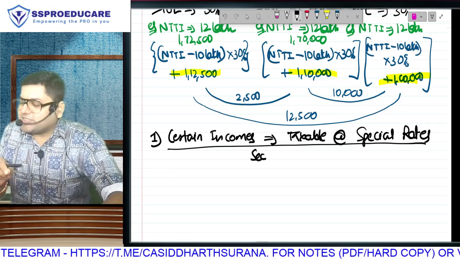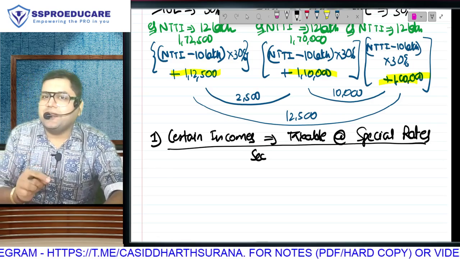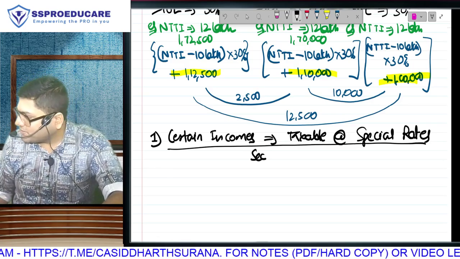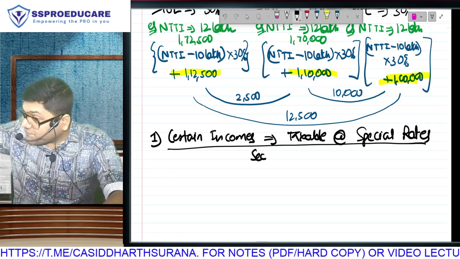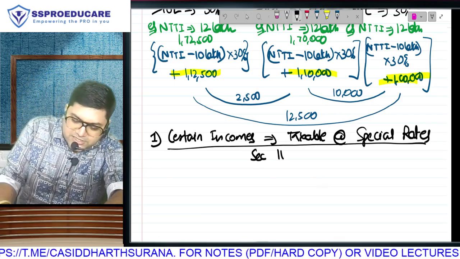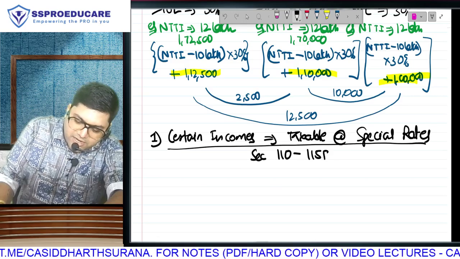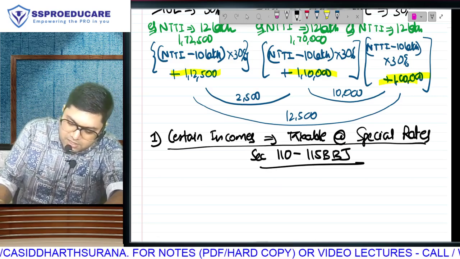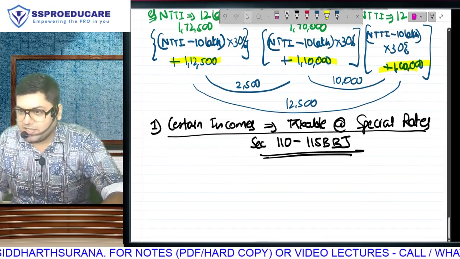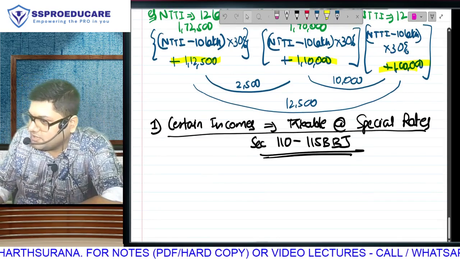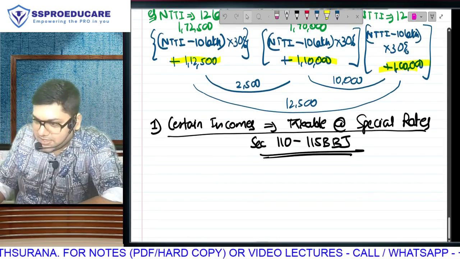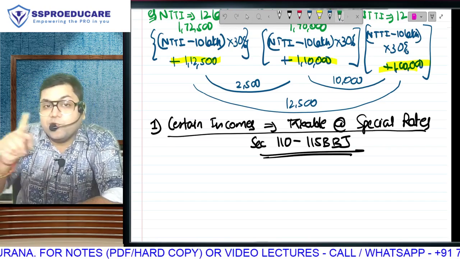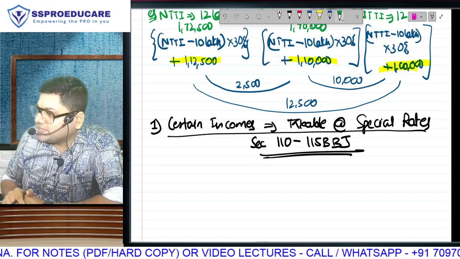From this chapter, special rates of tax, at CA intermediate, only about 3-4 sections were a part of your syllabus. But this is a very, very big chapter, from section 110 to section 115BBJ. Big chapter. Everything is applicable. This is your last chance to learn in a classroom. I would like to remind you of the sections that were applicable in CA intermediate.